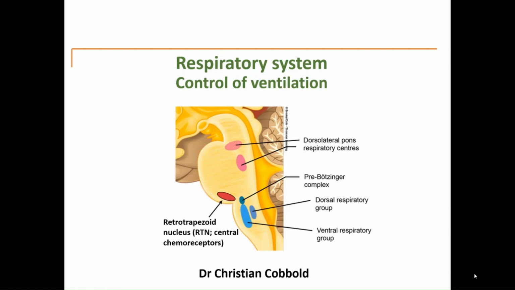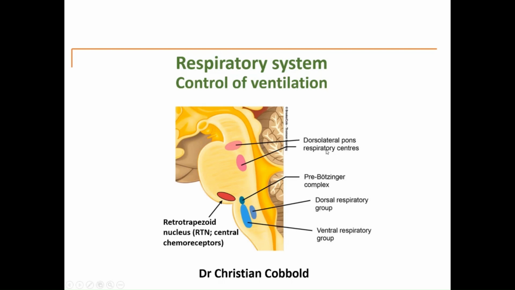In this session on the respiratory system, we're going to look at how ventilation is controlled. The image that you can see in front of you at the moment is just showing the main areas within the brainstem that control breathing rate and depth. So they show the location of the central chemoreceptors that respond to the hydrogen ions within the CSF and influence the medullary respiratory center, which is composed of the DRG, the dorsal respiratory group, and the VRG, the ventral respiratory group. So it influences the breathing rate and depth through there.